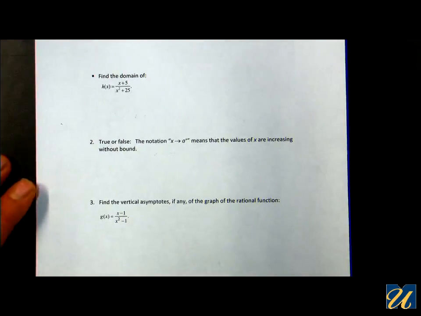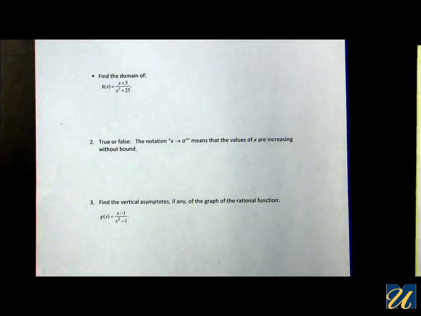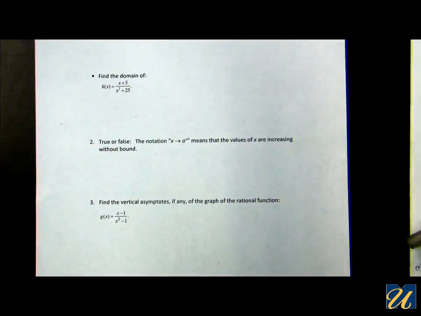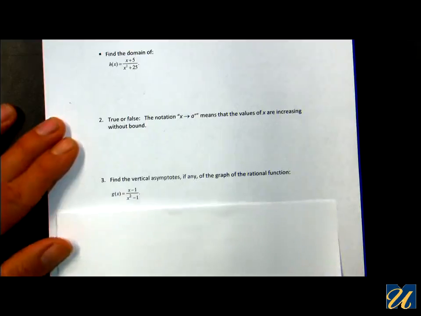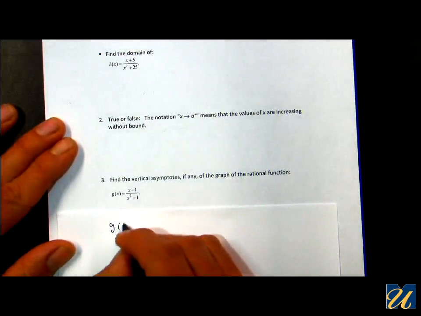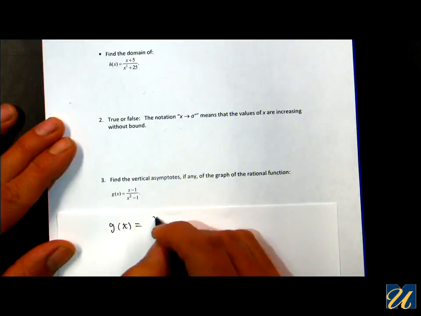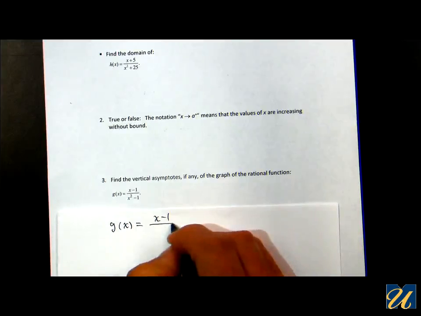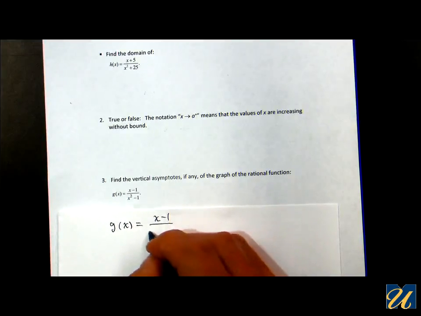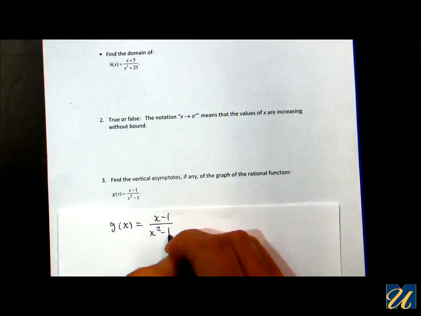Problem 3. Find the vertical asymptote. G of x equals x minus 1 divided by x squared minus 1. Okay. We want vertical asymptotes. So g of x is x minus 1 divided by x squared minus 1. Okay. We want the vertical asymptotes.